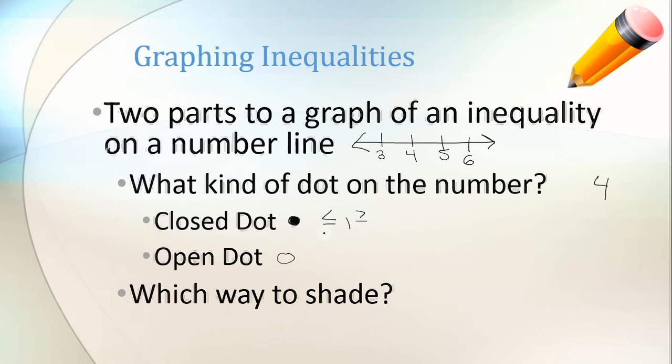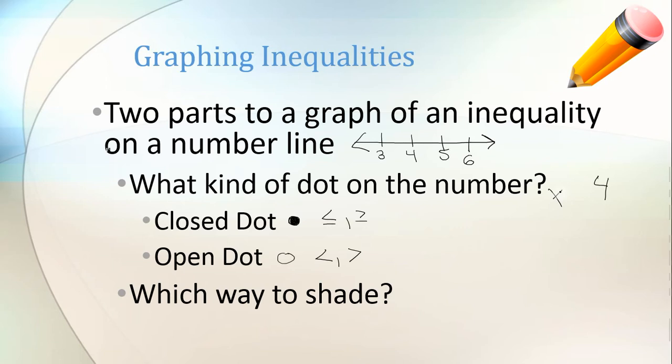So I like to remember that there's 2 parts to this symbol. So there needs to be 2 parts to my dot. So on the other hand, for open dot, I can have a less than and a greater than. Notice how there's no lines underneath, just less than and greater than. And then we need to shade in the way of that.